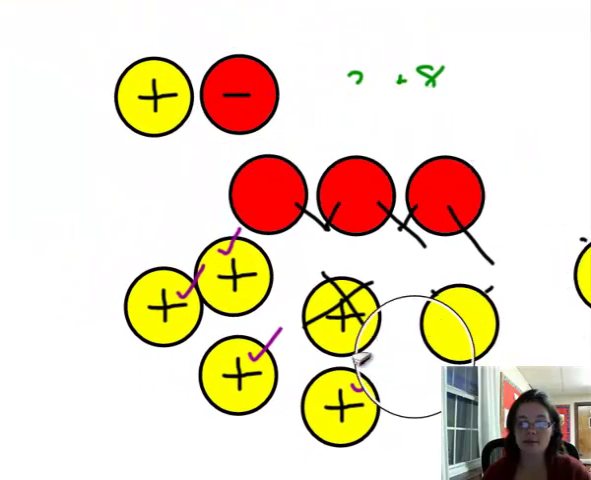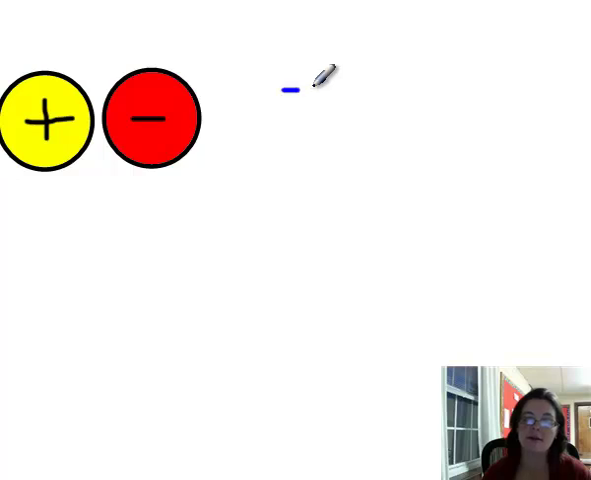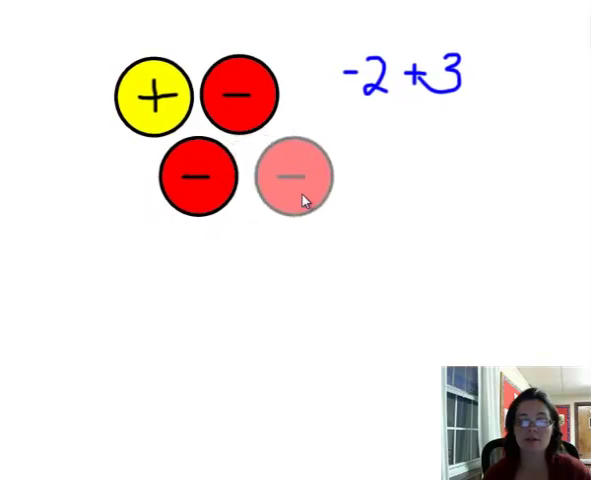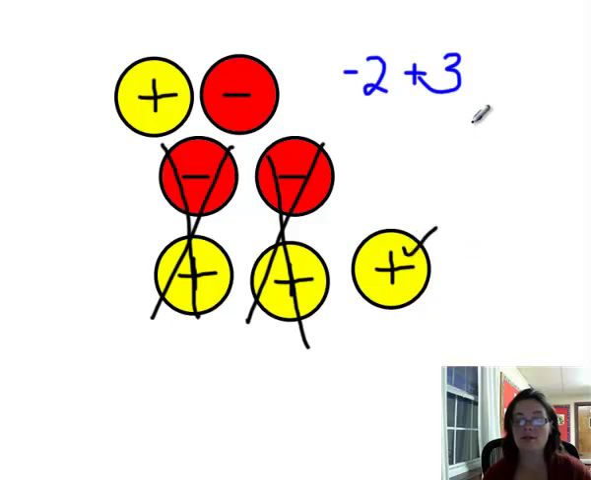All right, so let's erase some of this stuff. All right, let's do another problem like this. Let's say I have -2 plus 3. If I take 2 negative chips for -2 and 3 positive chips and then cancel out all the ones they have in common, so I've got a negative and a positive here, I've got a negative and positive here, then I'm left with just 1, so -2 plus 3 is 1.